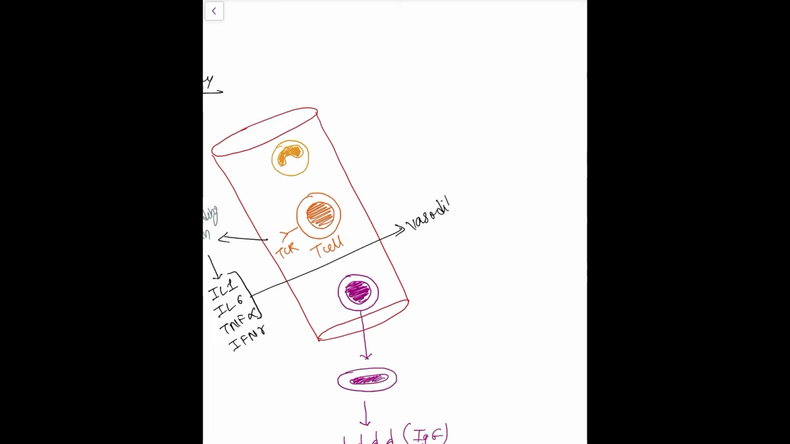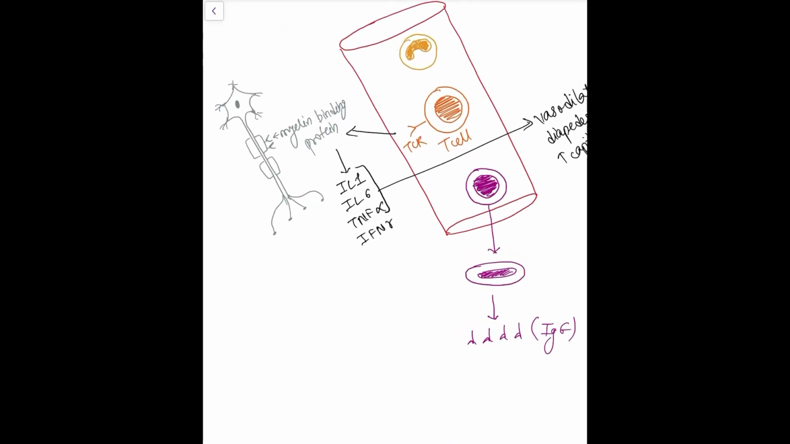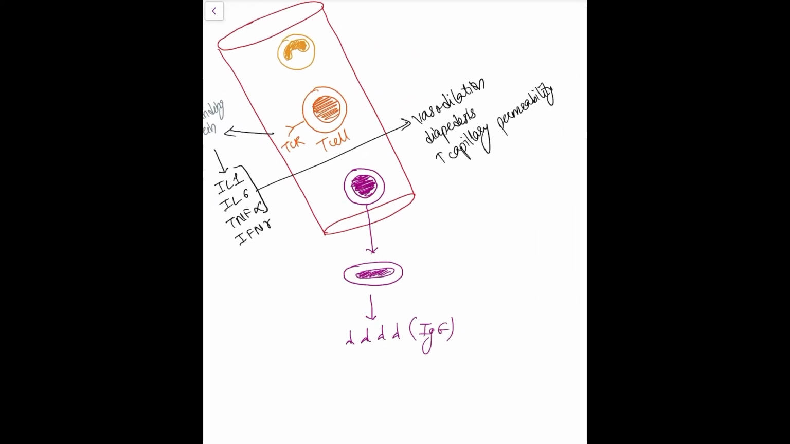Vasodilatation will basically increase the blood flow, will increase the cell adhesion molecules by which the neutrophils will adhere to the endothelium of the blood vessel, and it will increase the capillary permeability and will lead to diapedesis. The T cells move out from the blood vessel and reach the site of inflammation. These T cells will also stimulate the B lymphocytes.